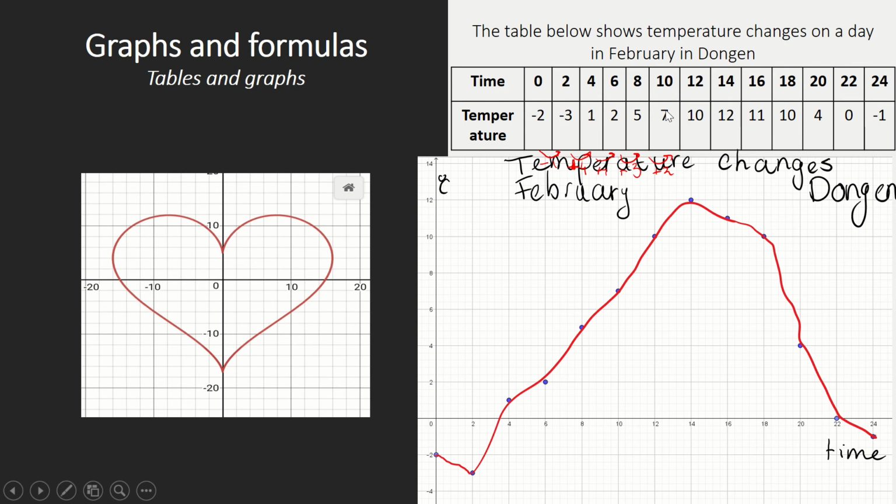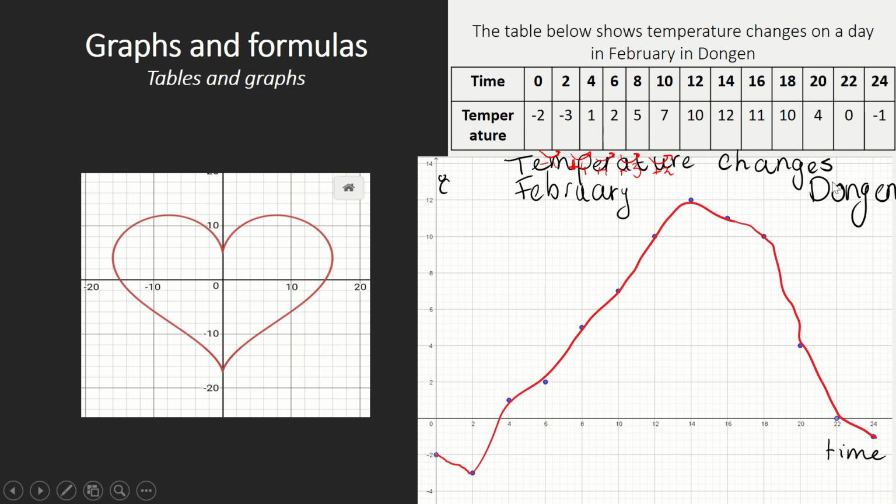But what about 12 o'clock in the evening? We know that 10 o'clock in the evening is 22. So we can see that it's 0. And we can see that in our table as well.